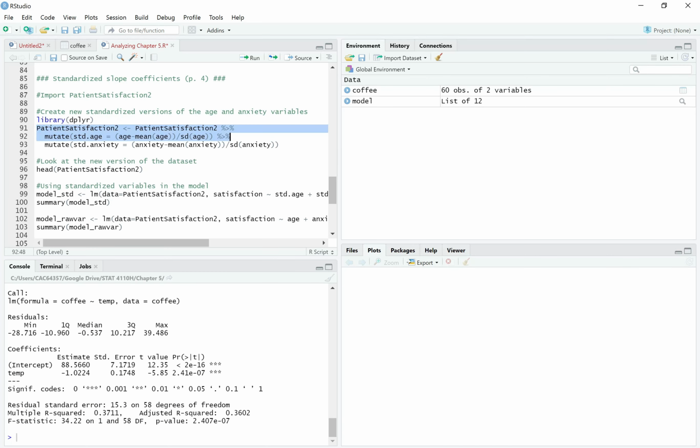And if we wanted to do this in R, we could just use the mutate function. So we're defining new variables, standardized age and standardized anxiety. And you can see the formulas here. It's just a little bit messy because of the parentheses. And then I just assigned this back to the same data set name, patient satisfaction 2. So I'm just writing over that name.